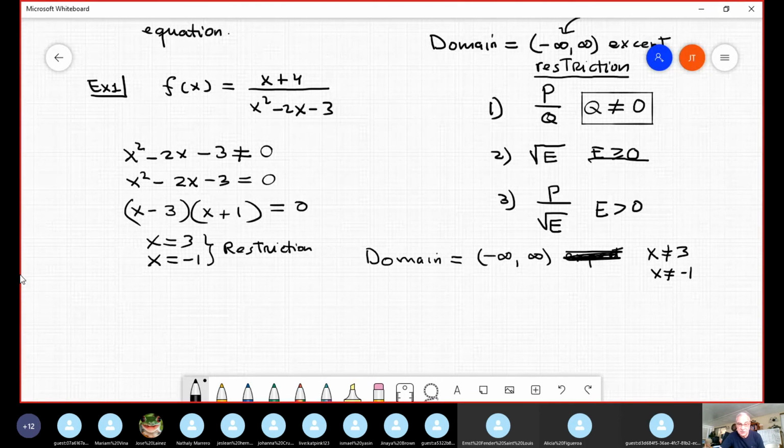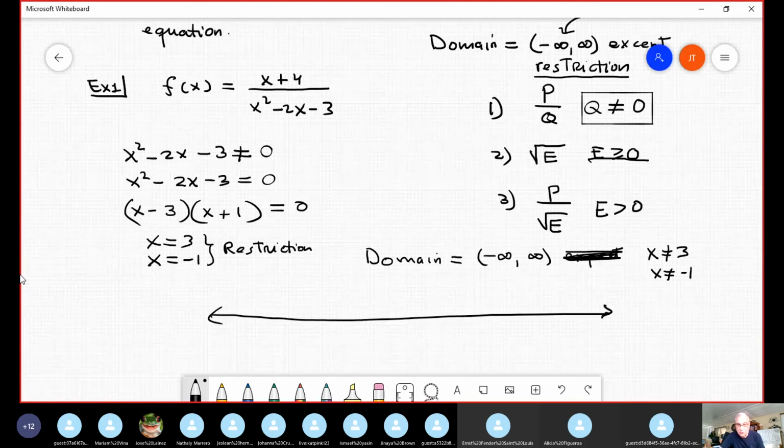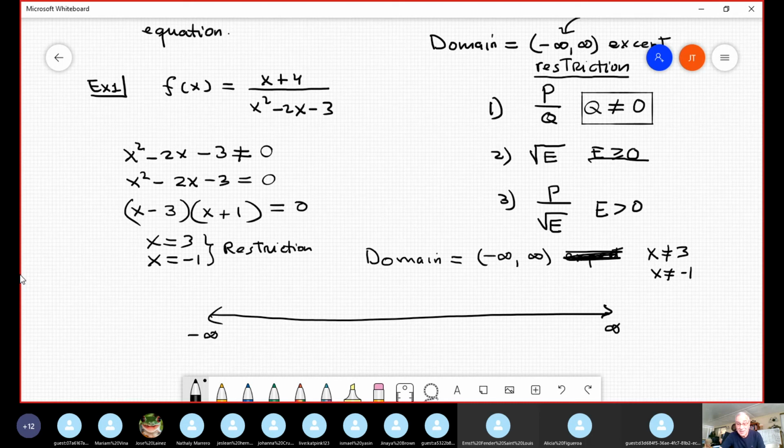So now, to understand this, look, I draw my real number line. This is the real number line, and we have two bad guys, which are 3 and negative 1. Here is 1, 2, 3, and negative 1 here. So I know that at these values we have a hole, like that. Hole and hole. And the rest is okay. I highlight this, this, and this.